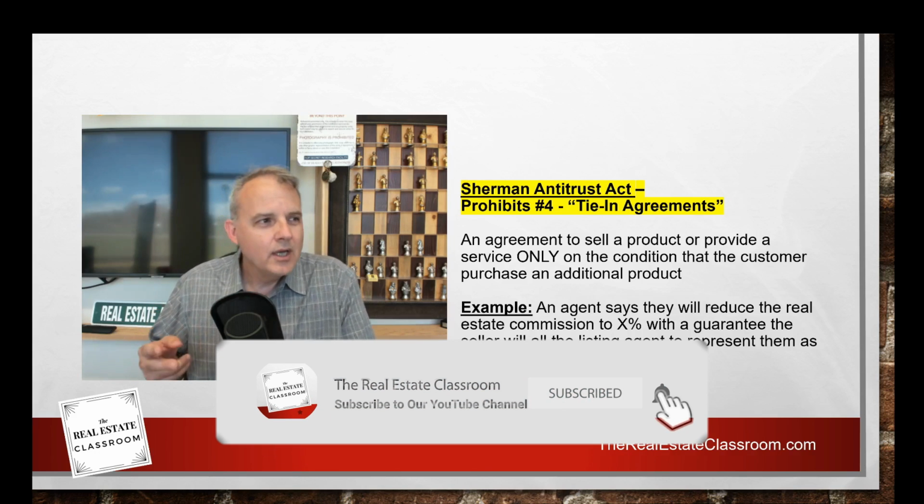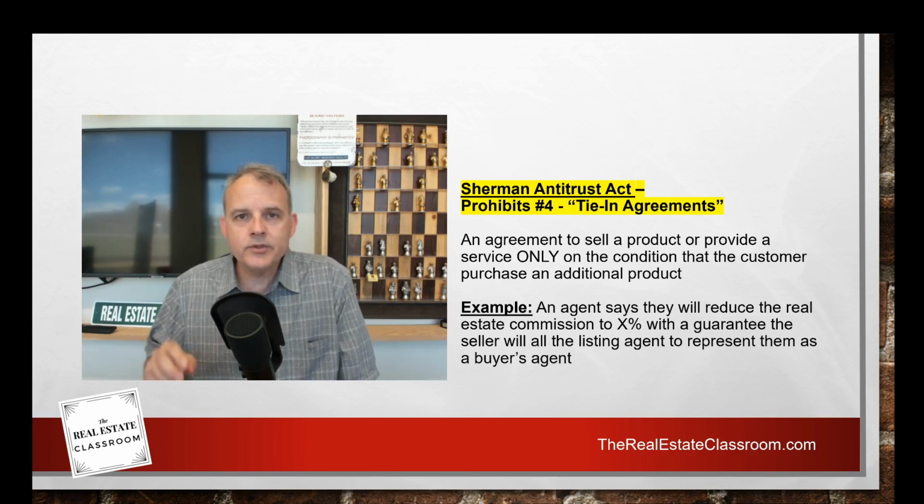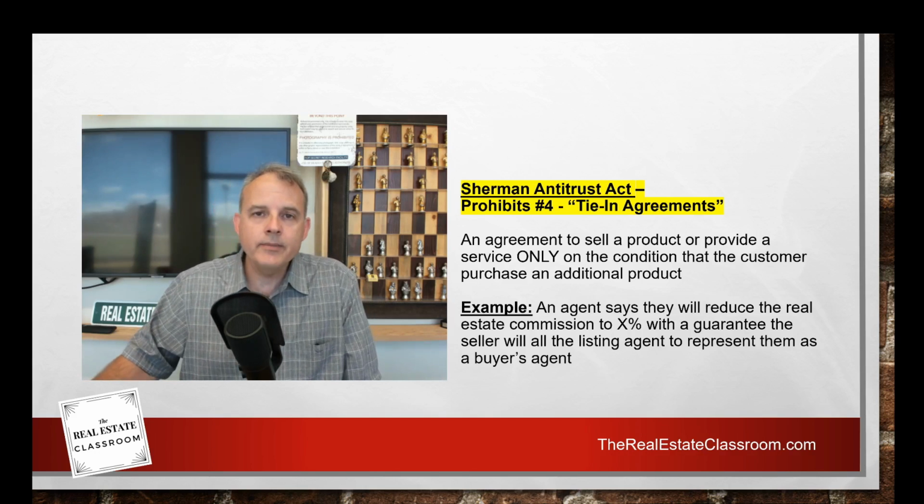Those are the two, I guess, the most visual examples that I have for the tie-in agreement provision of the Sherman Antitrust Act.